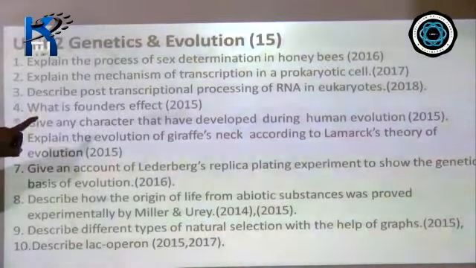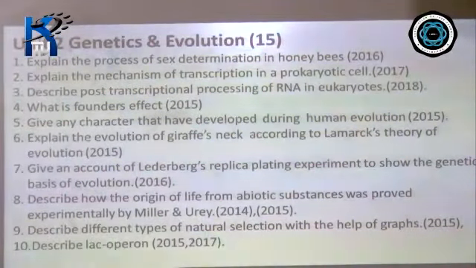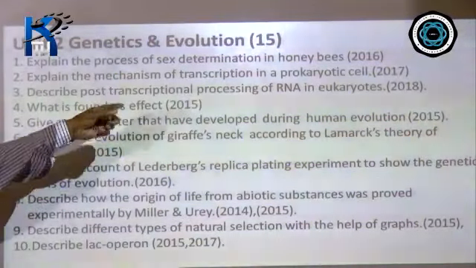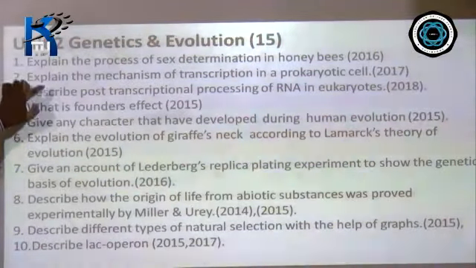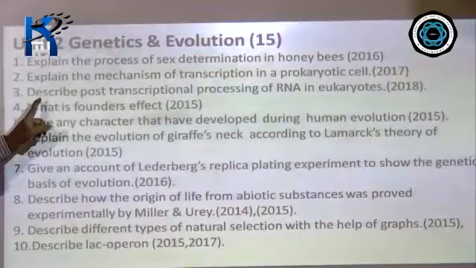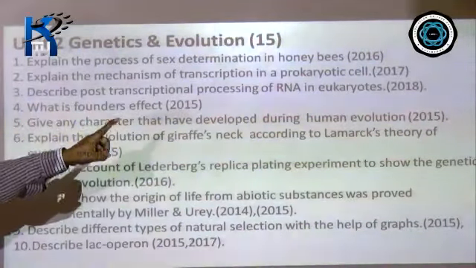Number 2, explain the mechanism of transcription in prokaryotic cell. Transcription, how is the protein coded in a prokaryotic cell. The word transcription means to print, to take the message and give it to the ribosomes for protein synthesis. How it is done, how it is coded for protein synthesis, that is number 2. Number 3, describe post-transcriptional processing of RNA in eukaryotes.